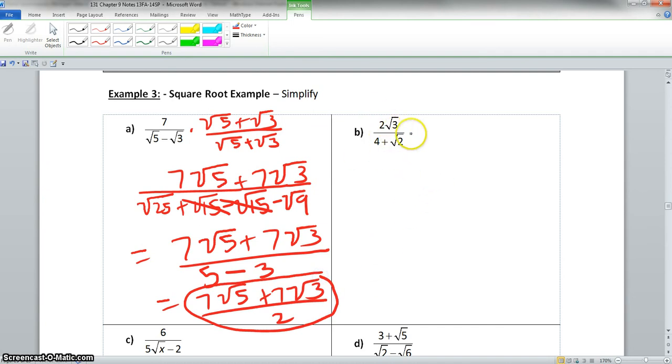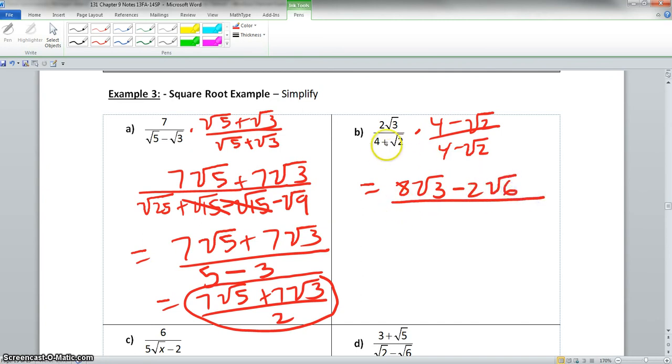Now we come here to B. We still multiply by the conjugate because we have a binomial here. So we have 4 minus the square root of 2 and 4 minus the square root of 2. Now we'll multiply our numerator. 2 square root of 3 times 4 is 8 square root of 3. 2 square root of 3 times the negative square root of 2 will give us a minus 2 square root of 6. All over.